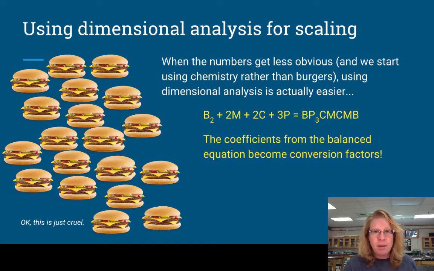So here's our balanced equation again. These coefficients, a 1 in front of the bun, a 2, and a 3, plus a 1 in front of the burger, become our conversion factors. And we're going to be able to use those just like we'd use a conversion factor of 12 inches equals a foot in a dimensional analysis problem.